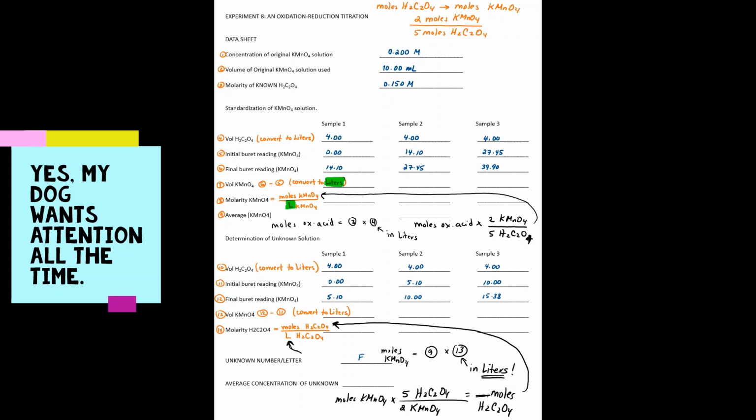You're doing the same thing for all 3 samples, and then you can calculate your average concentration, adding the molarity for your oxalic acid in sample 1 plus the molarity of oxalic acid in sample 2 plus what you have in sample 3, all divided by 3. That will give you the concentration of your unknown solution of oxalic acid.